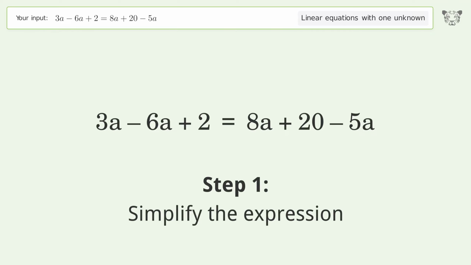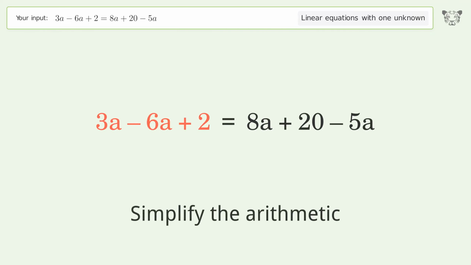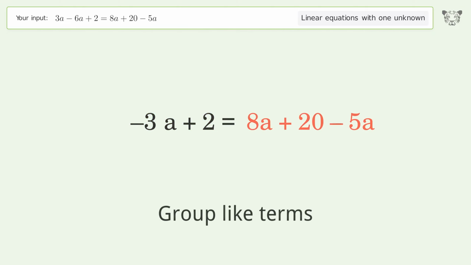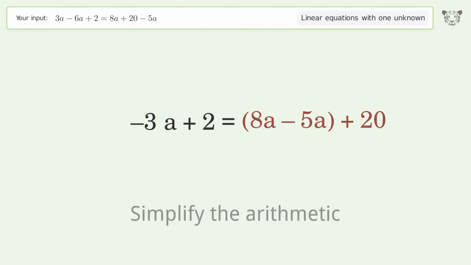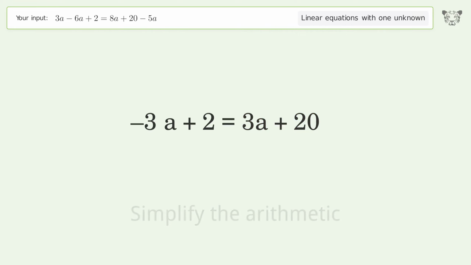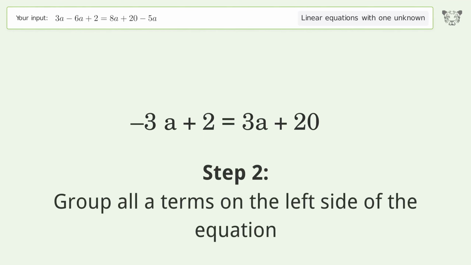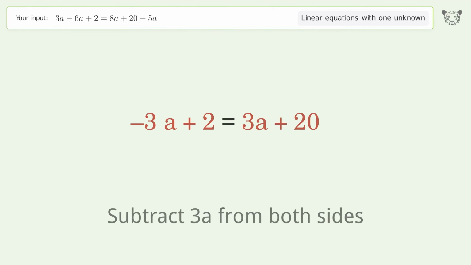Simplify the expression. Simplify the arithmetic. Group like terms. Simplify the arithmetic. Group all a terms on the left side of the equation. Subtract 3a from both sides.